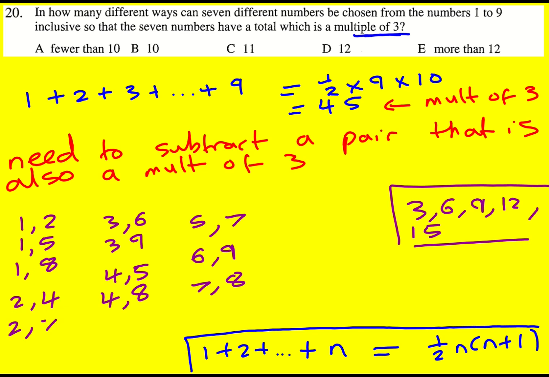Just need to count up how many I've got. Got 5 here, 4 here, and 3 here. So our answer is going to be 12. Well done.